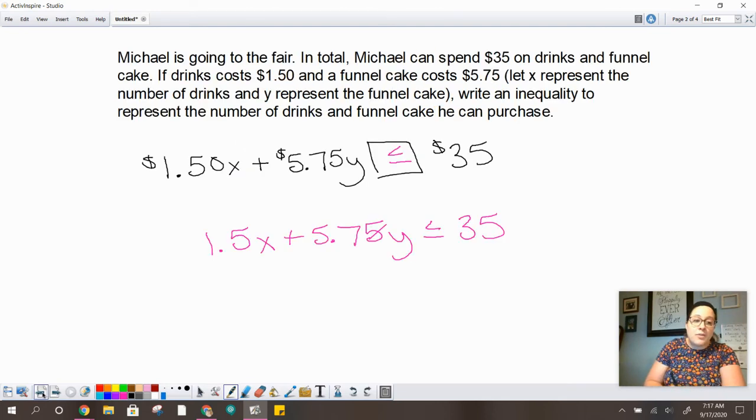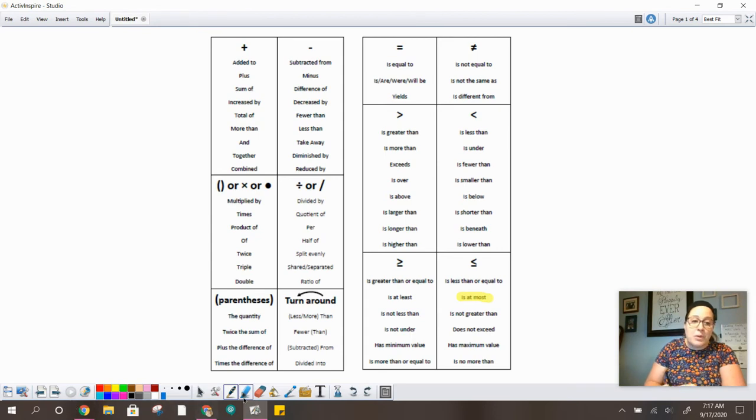Okay, so let's go back. We're looking for at minimum. So we're going to go ahead and erase that one. At minimum would be down here. It says it has the minimum value. So we need it to be at least that or more, which again falls in this category. So we want the greater than or equal to sign.